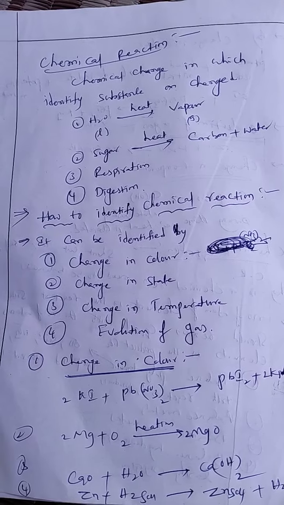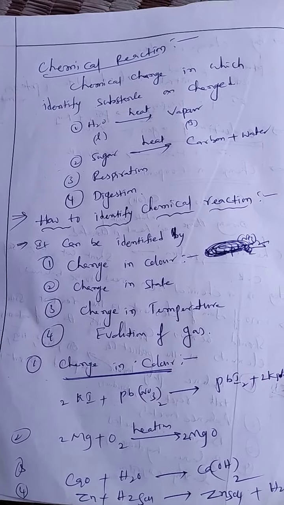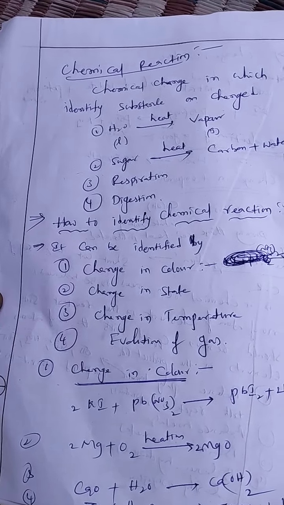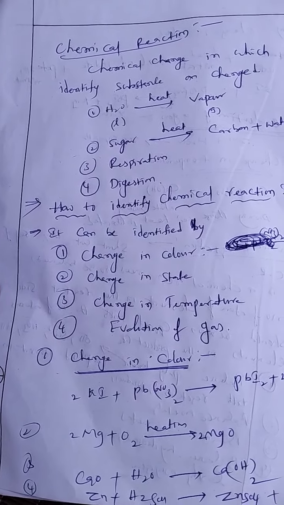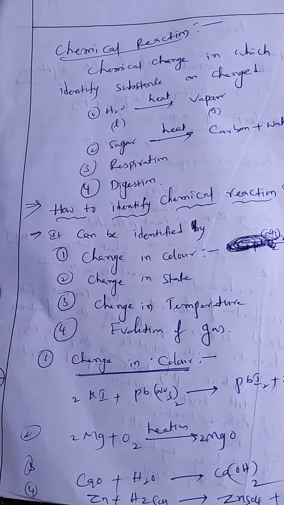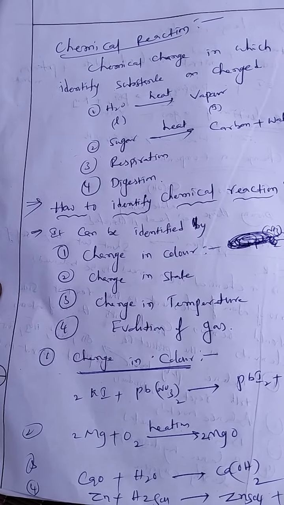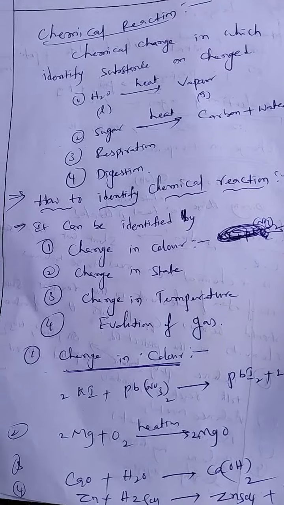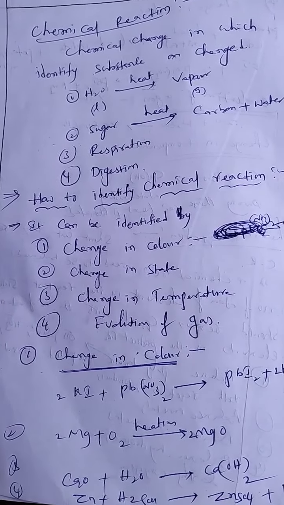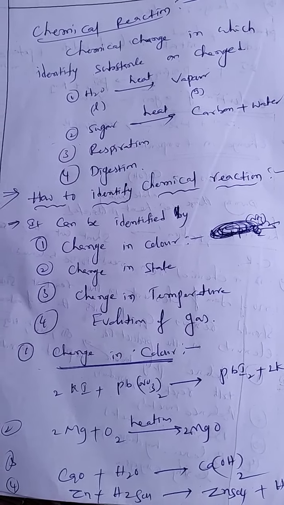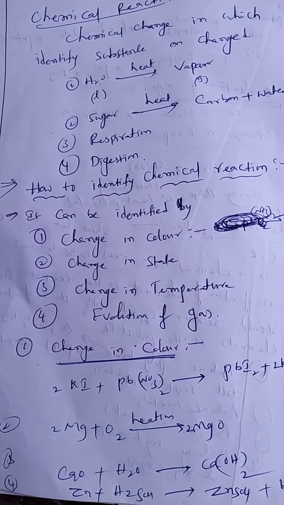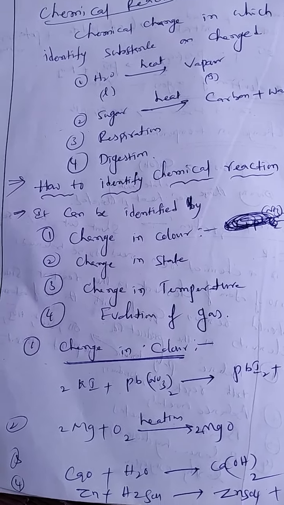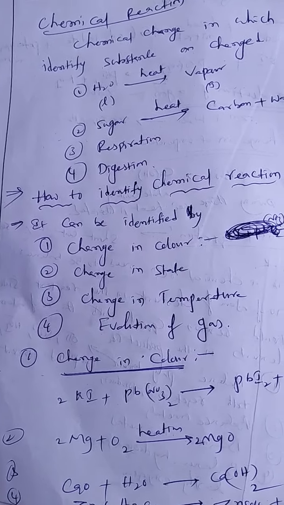The second one is change in state. Magnesium is available in ribbon form. When a magnesium ribbon combines with oxygen, it forms magnesium oxide ash. Simply, when magnesium bonds with oxygen to form magnesium oxide, a white color powder, there is a white dazzling light.